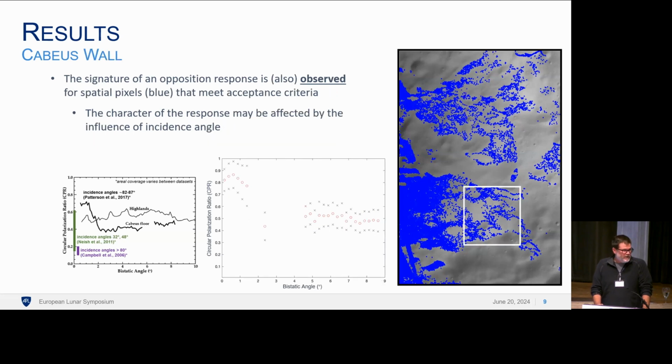I will say, though, if we look at the wall of Cabeus crater, we also see some response. It's not exactly the same as what we see in the floor of Cabeus crater. It does look like an opposition response. It does start to turn over at low bistatic angles. So there's more work that we need to do.